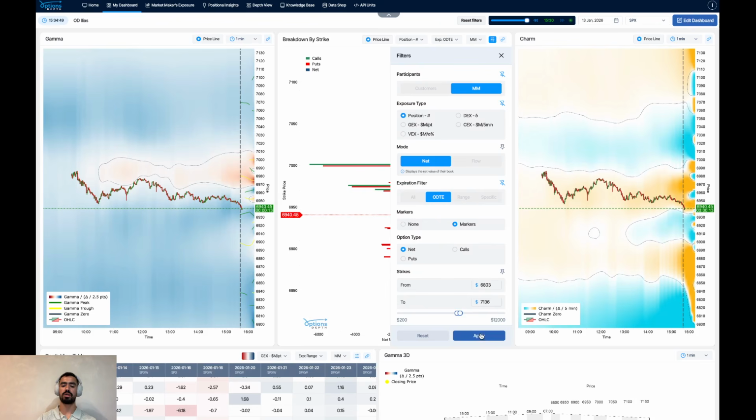All right. And then here I like to look at the position of customers. It's just going to do all customers. I like to look at position. That's it. This is my layout. And if you want to have the same colors here on the breakdown by strike, you go here in positional insight.